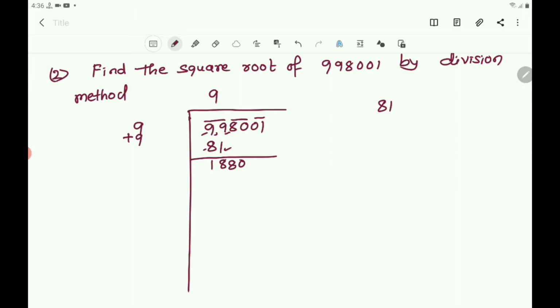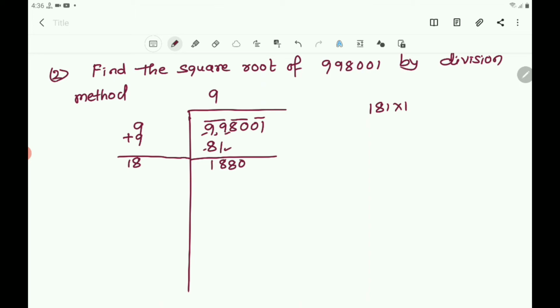Add 9 or double it. 9 plus 9, 18. You can double it directly, or by adding the same number, which is nothing but doubling. Now in front of 18 we have to put some number to get the product equal to 1880 or nearest to 1880. So you try to guess that number by the trial and error method.